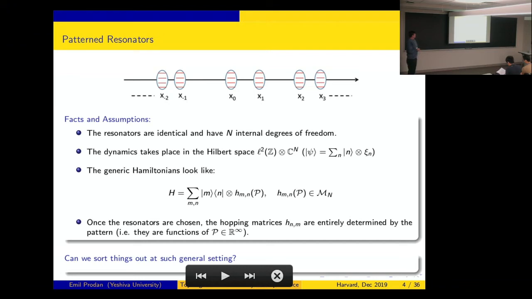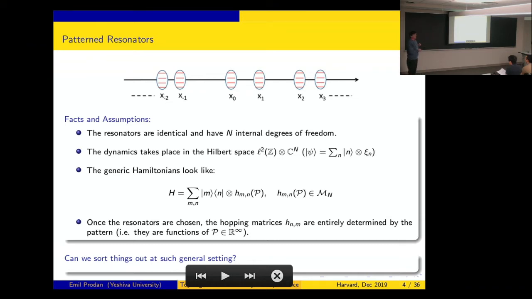And a generic Hamiltonian on this space takes this form. So it's very, very generic. But one point to remember, P, in fact, is a variable. It lives on this topological space. And once the resonators are set, this Hamiltonian, that means these hopping matrices, are entirely determined by the pattern itself.